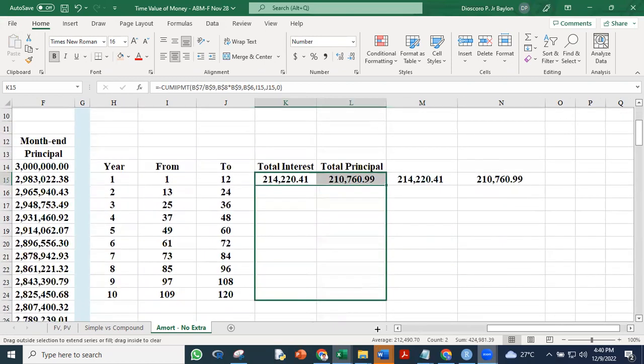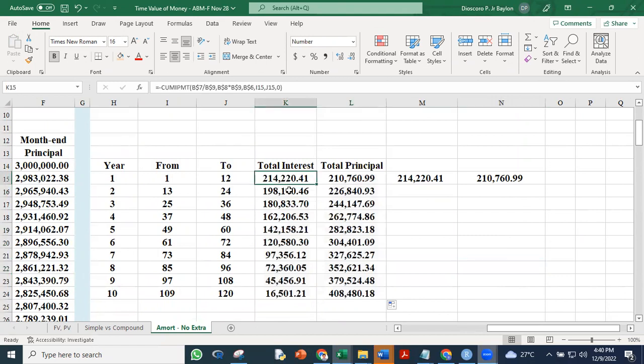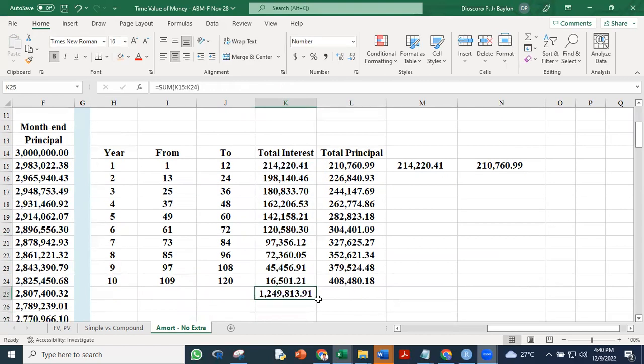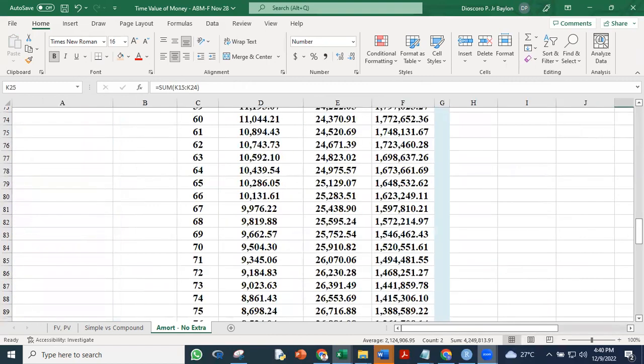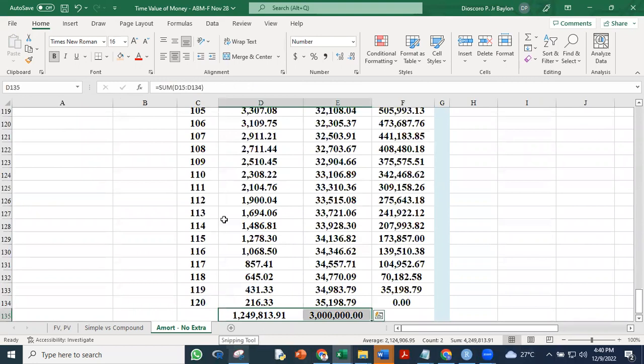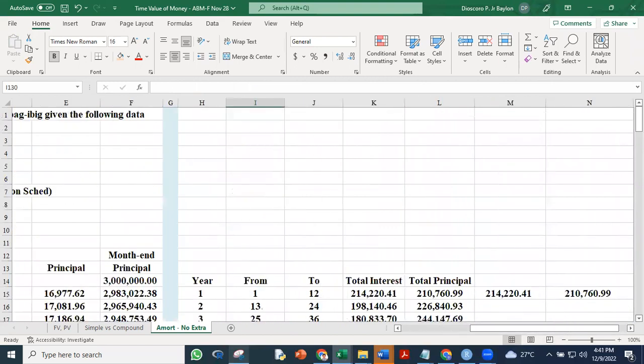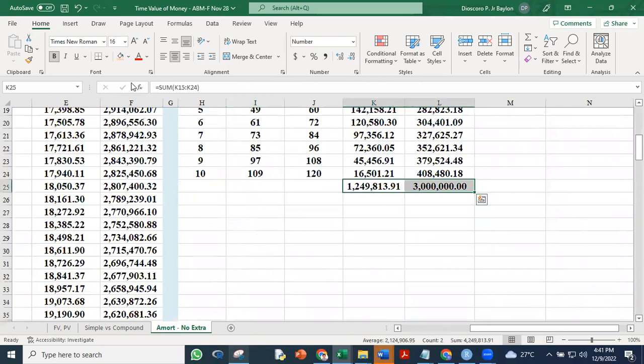So once we copy this down, these are now the interest payments per year. You notice as we go on with our payment, the interest payments become smaller while the principal payments become higher. Until such time that at year 10, only a small fraction is being paid for interest and a big chunk is being paid for principal. If we add this, using alt equal, the total interest payment is 1.2 million, which is the same as the one that we got here. Exactly the same. Okay, 1.249 million. And this one here, 1.249 million. Exactly the same.